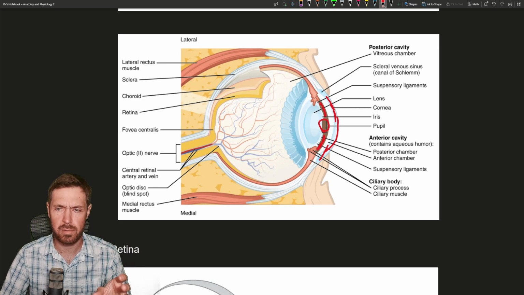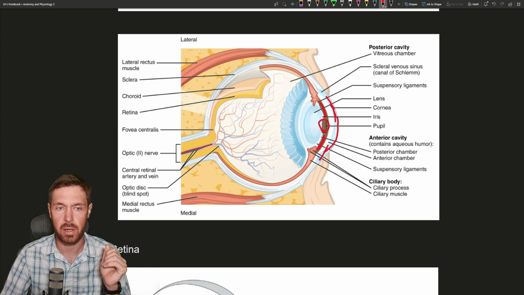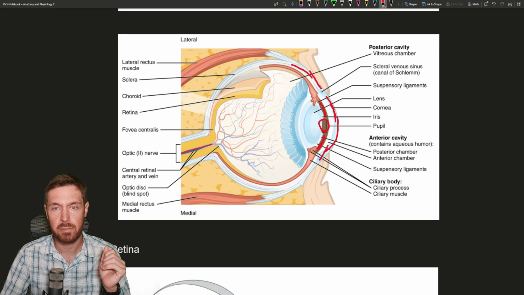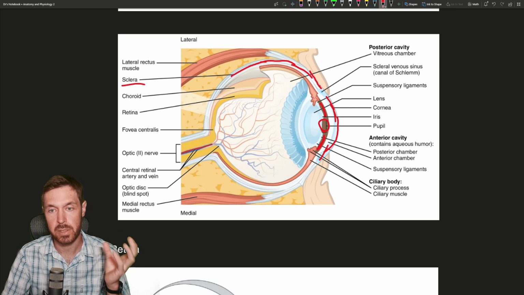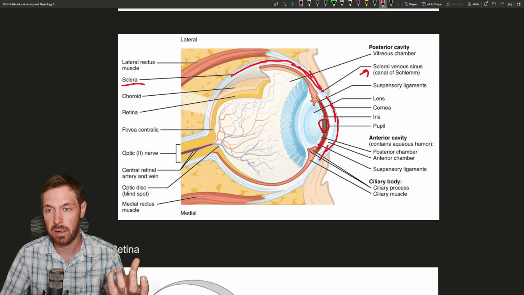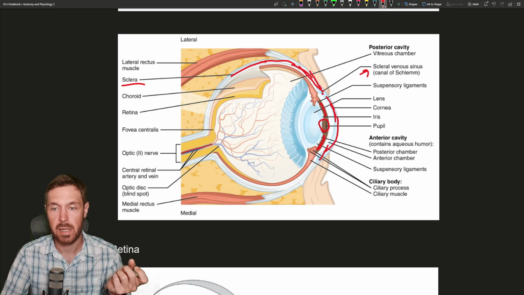Now going around from that, we'll come back to some of the other structures held in here. We have the connective tissue layering. The connective tissue layering right here, or the white of the eye, is called the sclera. The sclera is the white that comes up and eventually becomes the cornea. Up here you see something called the scleral venous sinus. This is actually where the fluid in the eye can drain.